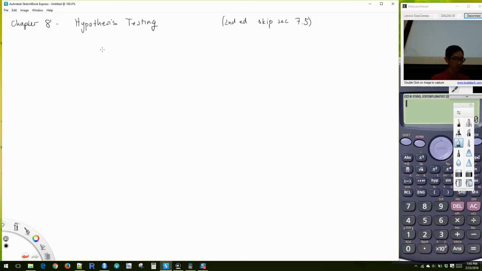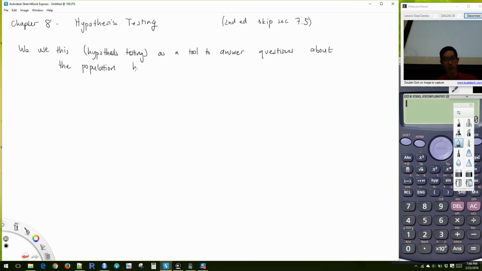We use hypothesis testing as a tool to answer questions about the population based on samples we observe.